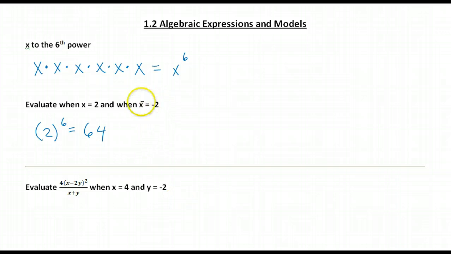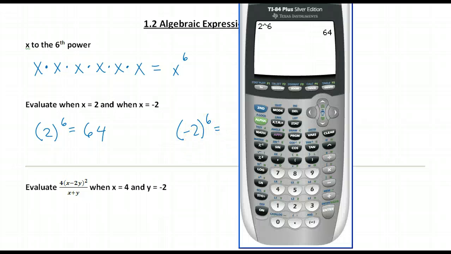Now I also want to evaluate when x equals negative 2. So I want to plug in negative 2 for x and get my answer. That's what evaluate means. So I'm going to take negative 2 and plug it in for x and get my answer. Notice that I put negative 2 in parentheses.